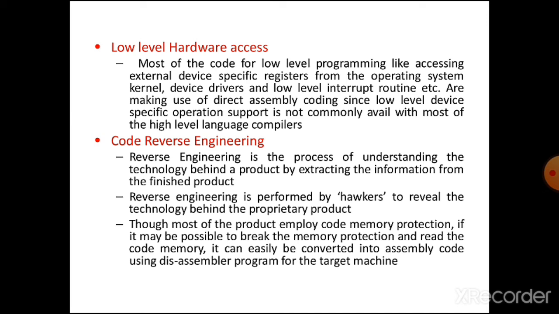the high-level language compilers. Then code reverse engineering. Reverse engineering means the process of understanding the technology behind a product by extracting the information from the finished product. So reverse engineering is performed by hackers to reveal the technology behind the proprietary product. Though most products employ code memory protection, if it is possible to break the memory protection and read the code memory, it can easily be converted into assembly code using a disassembler program for the target machine.